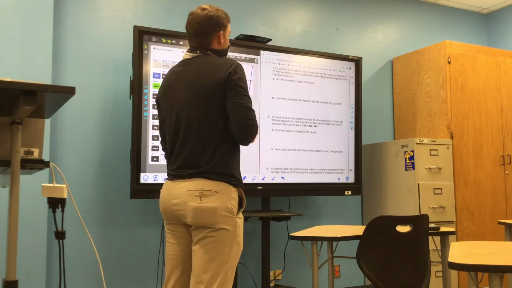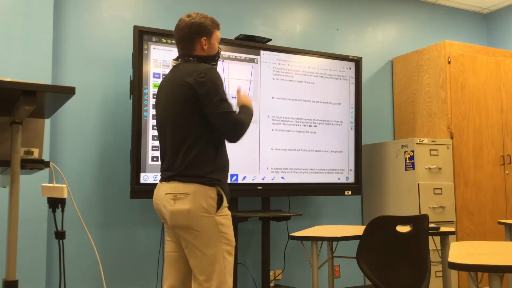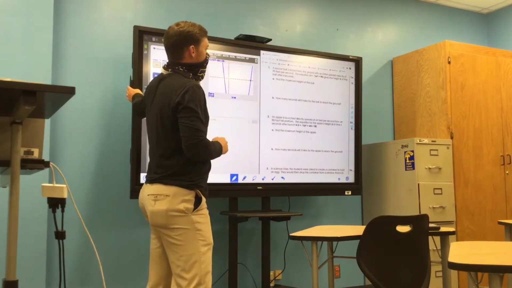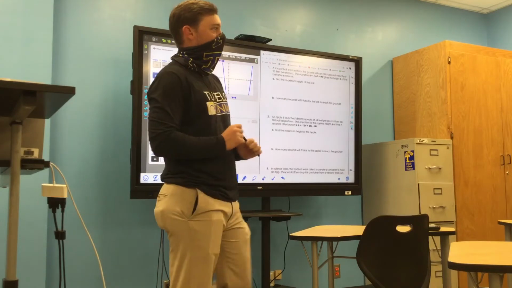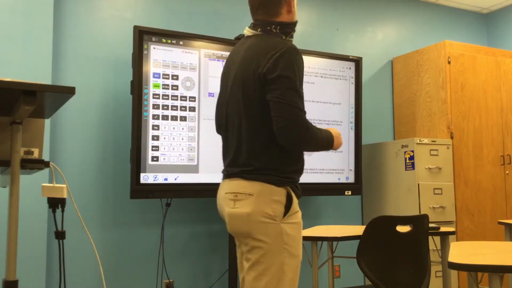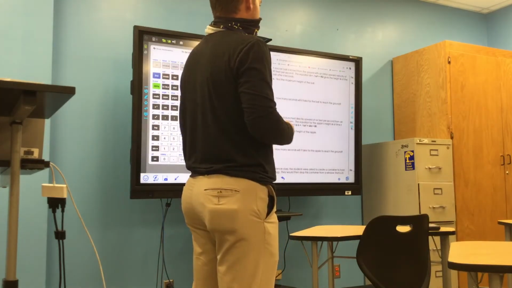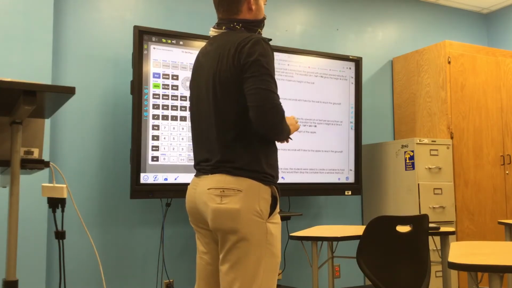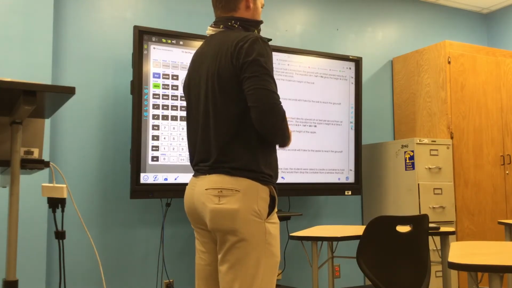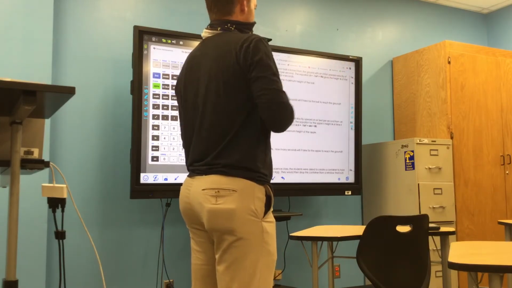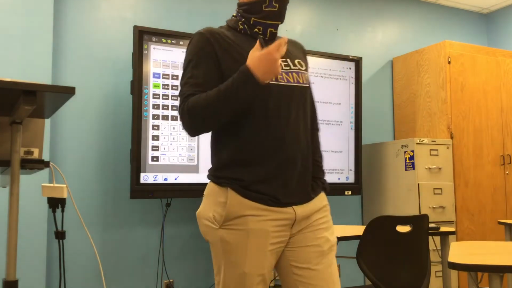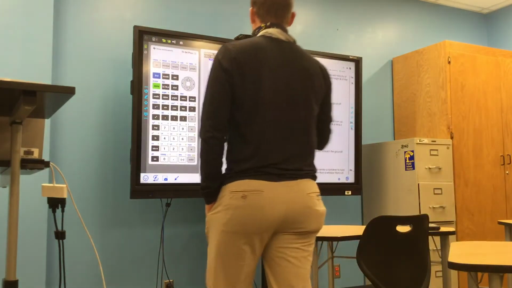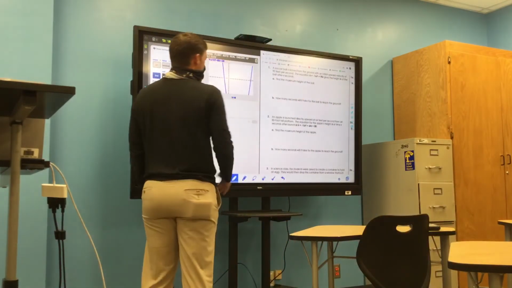All right. So we got number one: a soccer ball is kicked from the ground with an initial upward velocity of 90 feet per second. It gives you the equation for how this looks. It tells you the equation is h equals negative 16t squared plus 90t, where h is the height and t is the time. But it gives you your equation.